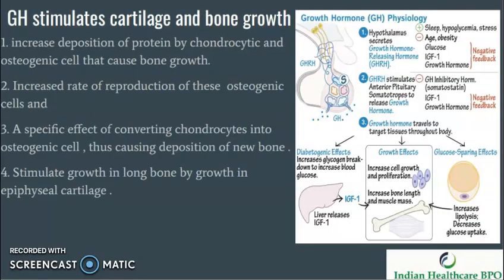Then growth hormone stimulates cartilage and bone growth. It increases deposition of protein by chondrocytes and osteogenic cells, which causes bone growth. Increased rate of reproduction of these osteogenic cells also causes bone growth. There is a specific effect of converting chondrocytes into osteogenic cells that cause deposition of new bone. It stimulates growth in long bones by growth of the epiphyseal cartilage.